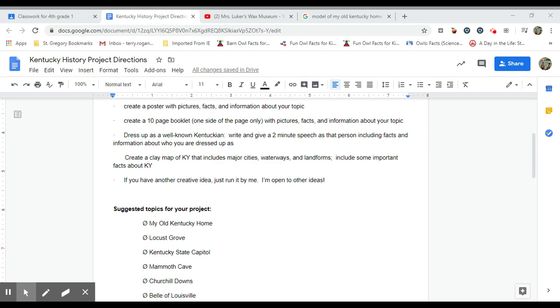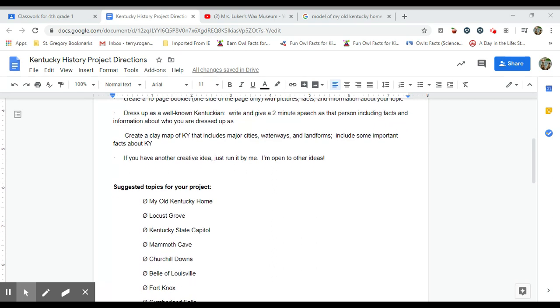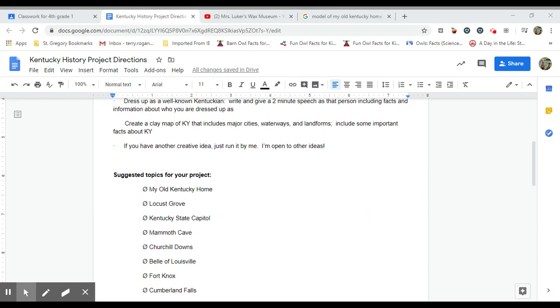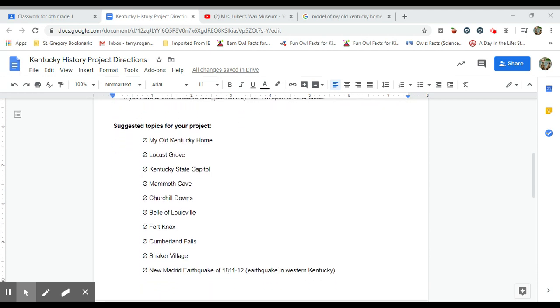You could create a clay map, use a clay map of Kentucky and include major cities, major waterways, and landforms. You would not want to leave the Appalachian Mountains out, for instance. And then include some facts about Kentucky to go along with that. If you have another creative idea that you think, oh, I know just what I want to do, but it's not on here, run it by me. I'm certainly open to other ideas. You all are very creative.